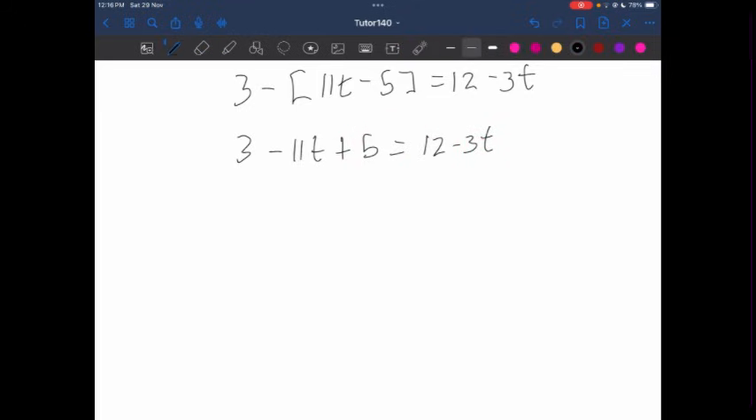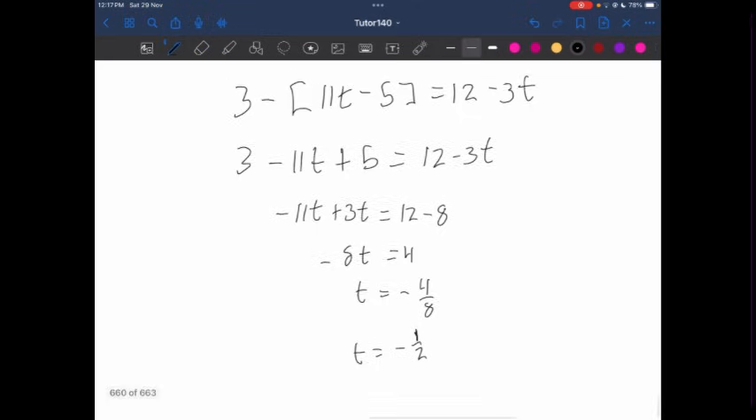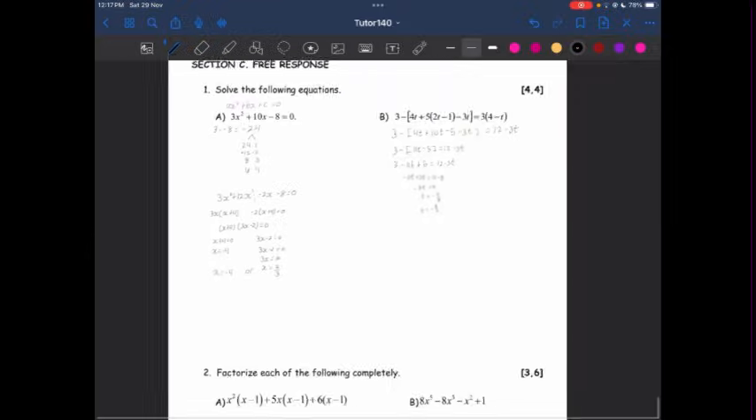So that would give us minus 11t plus 3t equals 12 minus 8. Negative 11 plus 3 gives us minus 8t is equal to 4. Divide both sides by 8. T is equal to minus 4 over 8. You could simplify that. 4 divided by 4 is 1. 8 divided by 4 is 2. So t is equal to negative a half.